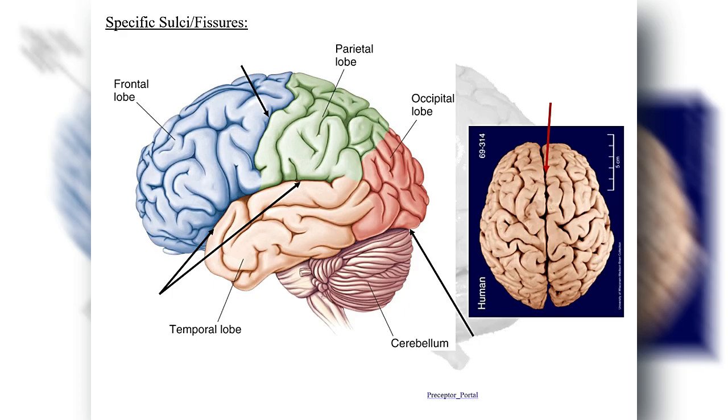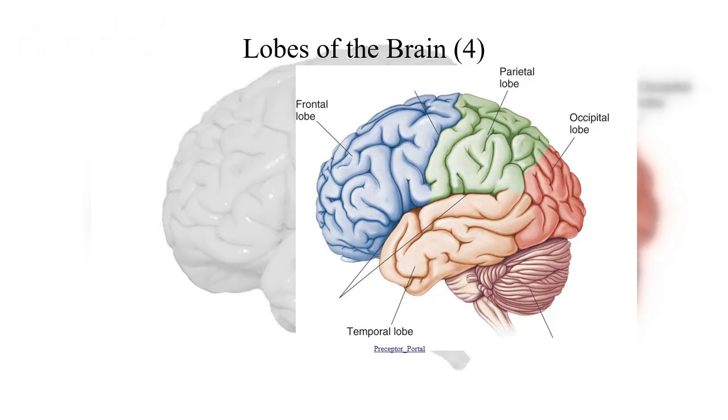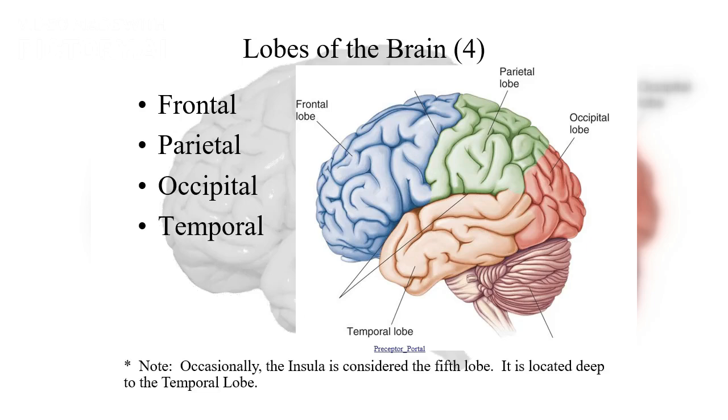Let's look at specific sulci and fissures, such as the central sulcus, longitudinal fissure, and sylvian fissure, which divide the brain into distinct regions. The brain is divided into 4 main lobes: frontal, parietal, occipital, and temporal. Each lobe has specialized functions that contribute to our overall brain activity.